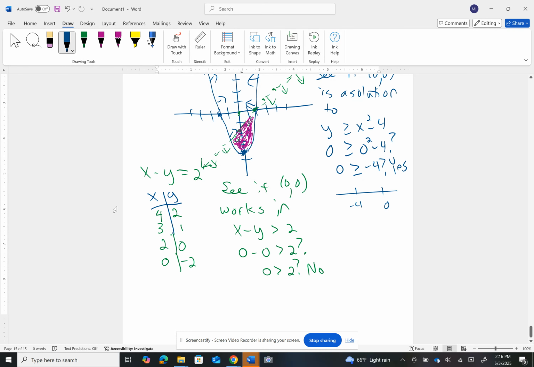Let's see if I can get my cursor where I want it to be. Where are you, cursor? There you are. Okay.